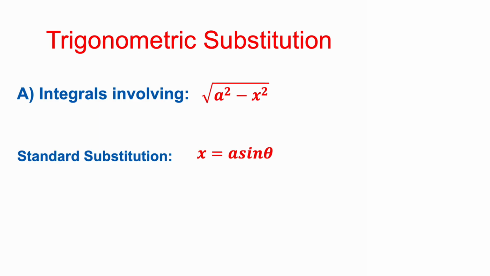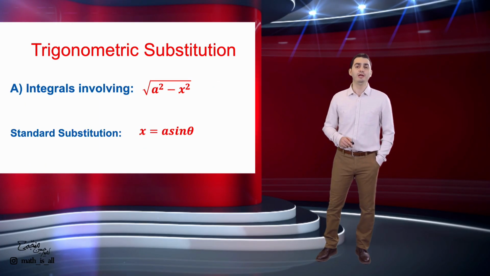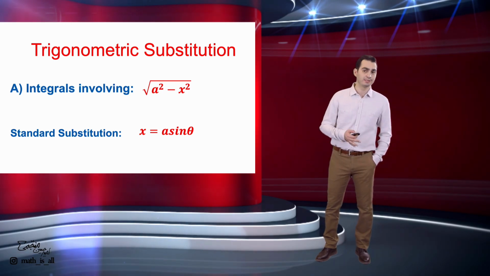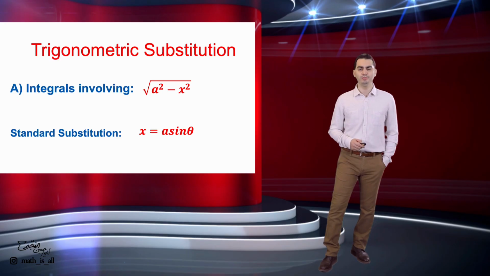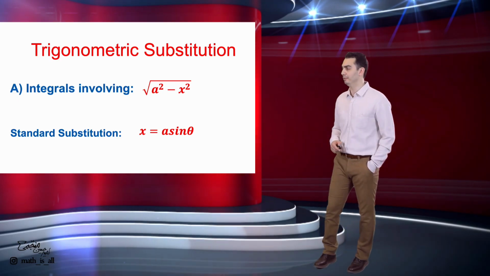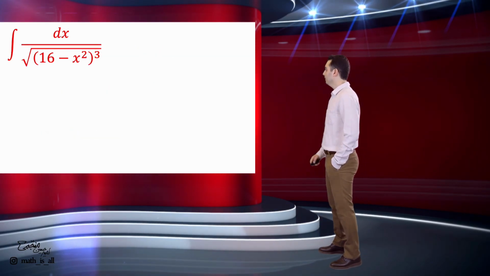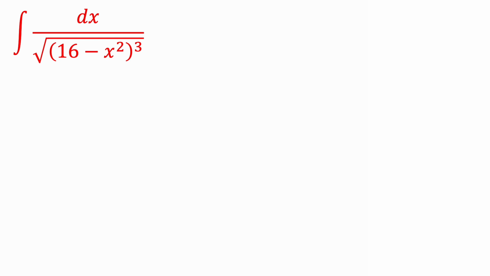The rule states whenever you see the square root of a squared minus x squared, let x equal a sine theta. So, whenever you encounter the form square root of a squared minus x squared, we let x equal a sine theta. Now let's solve an example to see how this method works. Let's look at the first example. It is the integral of dx over the square root of 16 minus x squared, all cubed.